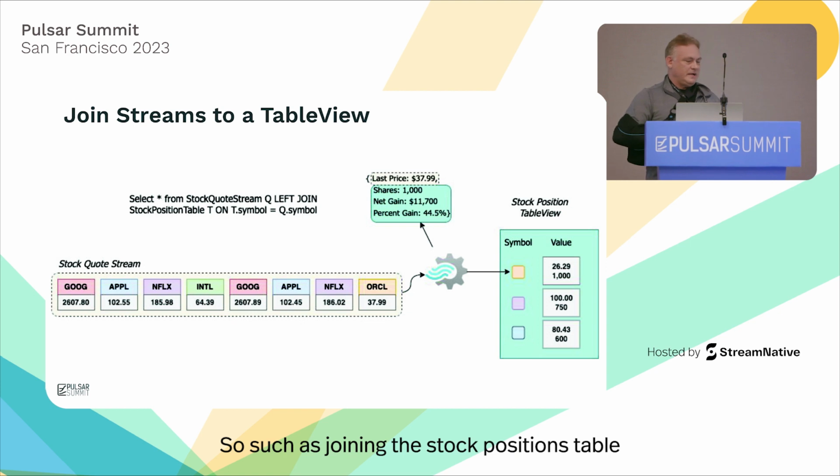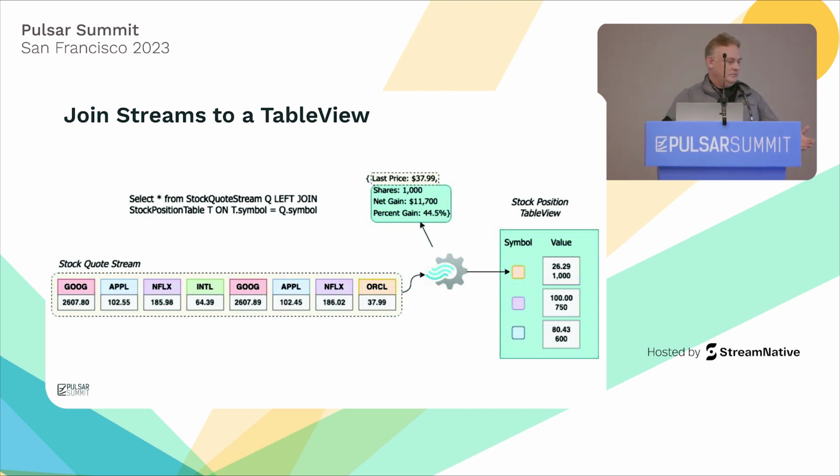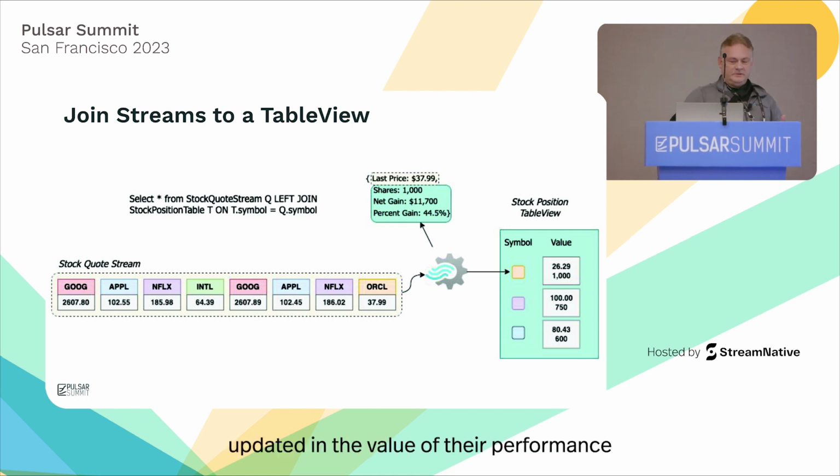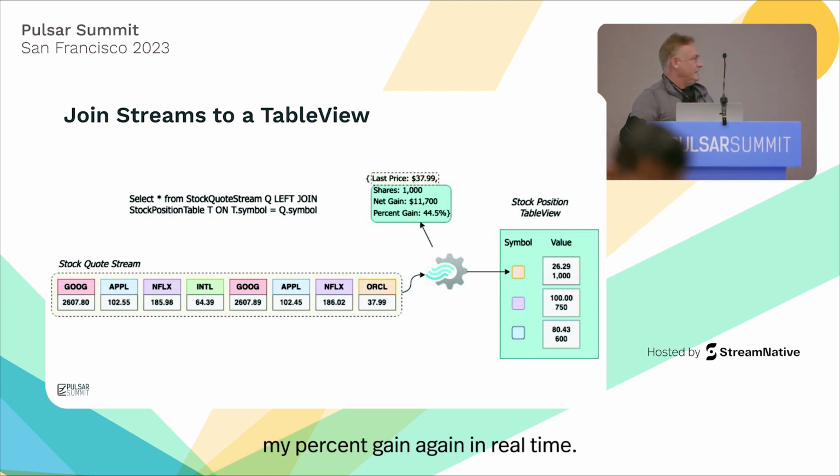Such as joining the stock positions table that we talked about earlier to the stock quote stream to present the end user with a real-time update on the value of their performance in stock positions, right? So stock quotes are coming in. I know my stock positions already that we talked about. I own 100 shares or 1,000 shares of Oracle. I can calculate with that value. I can feed it in and then just say, okay, I have 1,000 shares. I can calculate the price times my number of positions and also calculate my percent gain, again in real time.